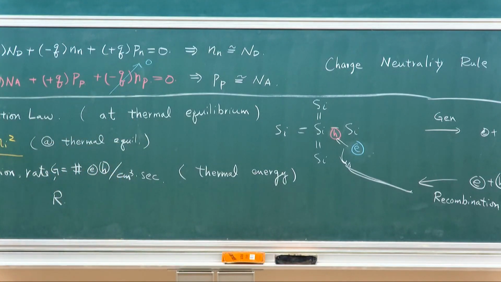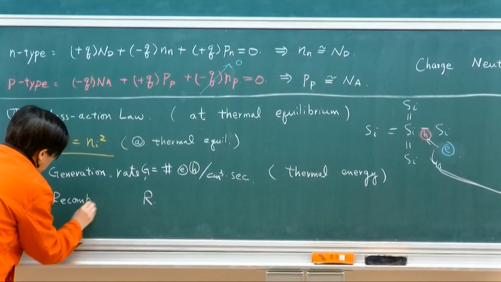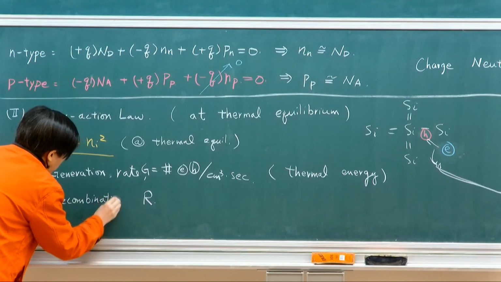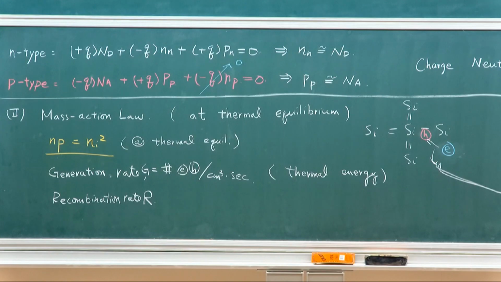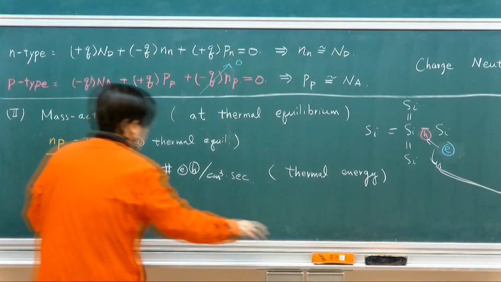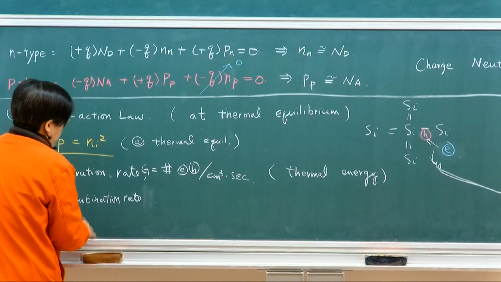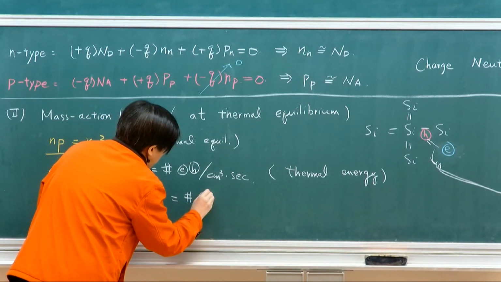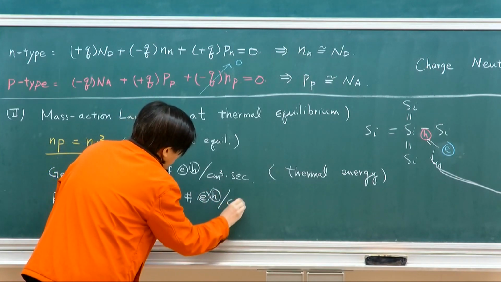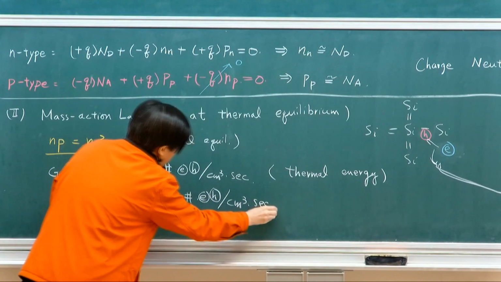So once an electron goes back and forms this covalent bond, both of them disappear. The electron-hole pair disappears. This is a dynamic process, meaning that you have constant generation and constant recombination. The recombination is defined by something called R, which is the number of electron-hole pairs being recombined per centimeter squared per second. It's a rate.